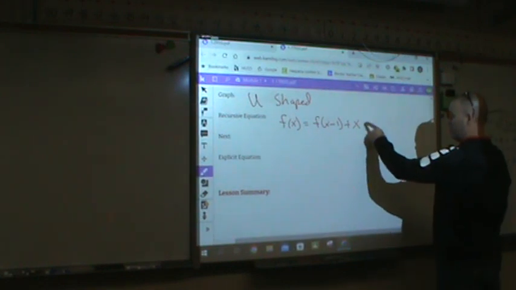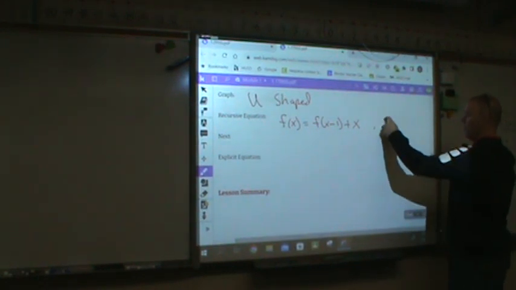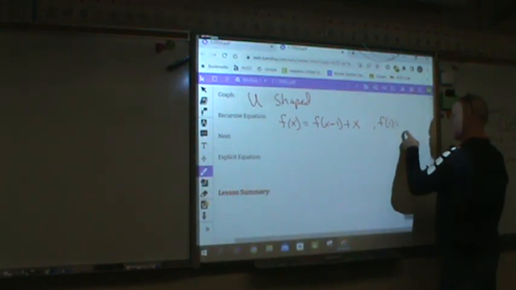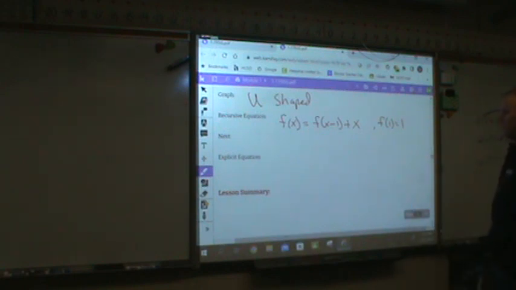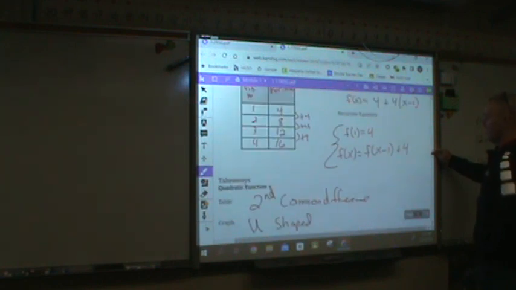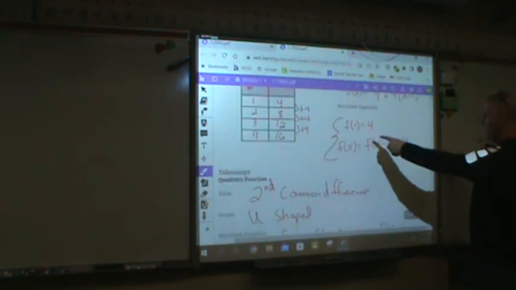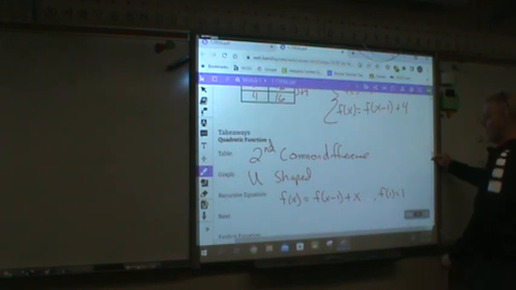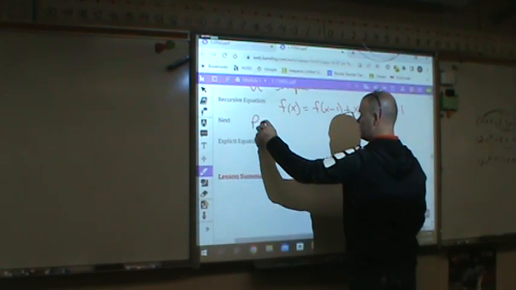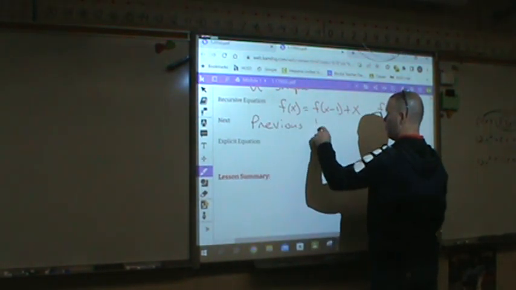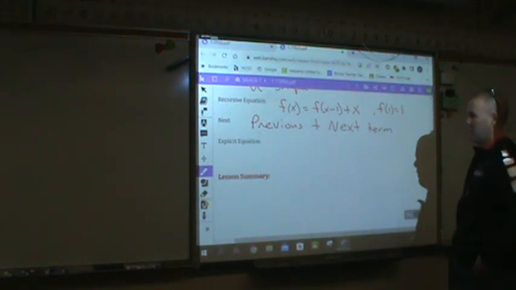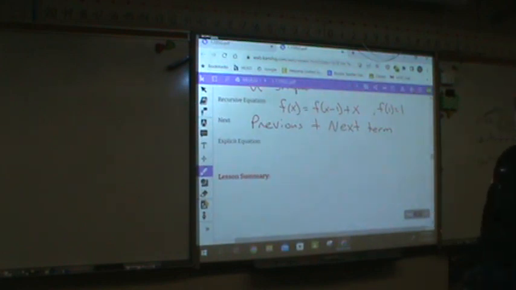Okay? If you have trouble with this, ask. And then we need a comma over here, and we need f of 1, which, what was the value in our first figure? It was 1. So f of 1 is 1. So here's how it's kind of written differently. There's a couple of differences right there. You can write f of 1 is 4. I wrote it first and then wrote the other second. Here I did it backwards. What this means is previous plus next term. Still trying to figure out where that comes in, but that's where that's at in the notes.